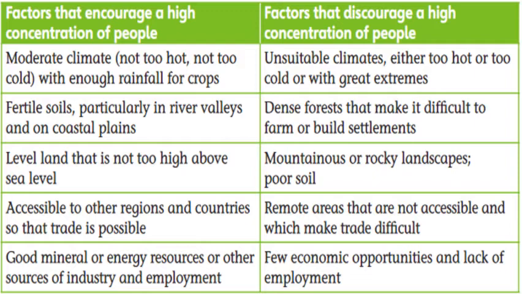In contrast to this one, we will have the factors that discourage the high concentration of people, for example, dense forestation. Too much plantation will not allow people to build houses, so human settlements will be very few, or even if there are, they will be very small. If the terrain is mountainous, rocky, and the soil is poor, then even then the human population will be less dense, or you can say very few people will be living there.